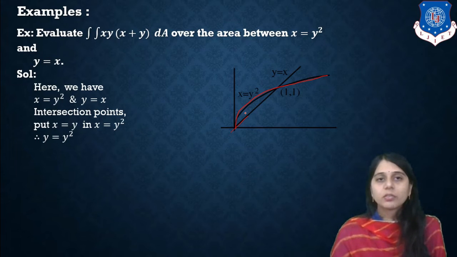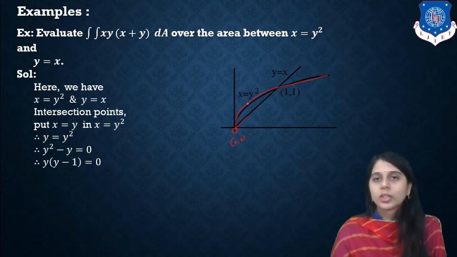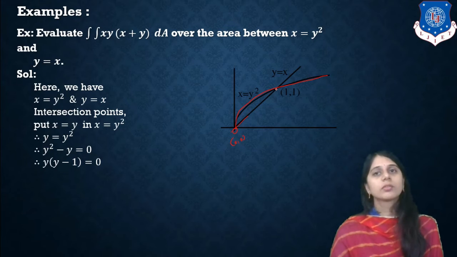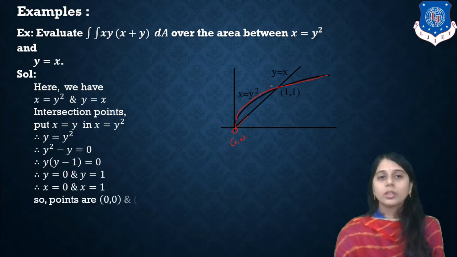If we take x equal to y, we get y equal to y square. So y square minus y equals 0, and we get y equal to 0 and 1. So the first point is 0, 0 and the second point is 1, 1. Okay, so our points are 0, 0 and 1, 1.